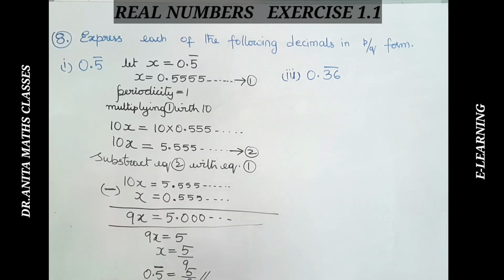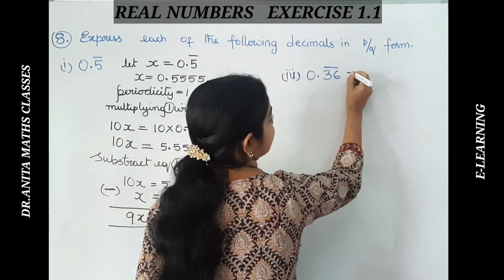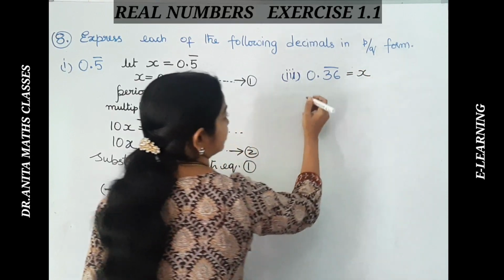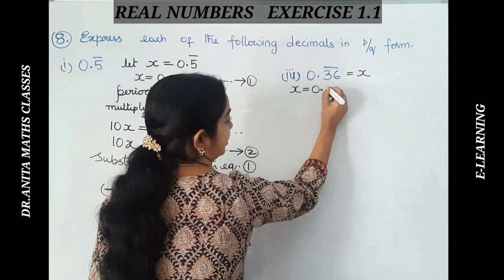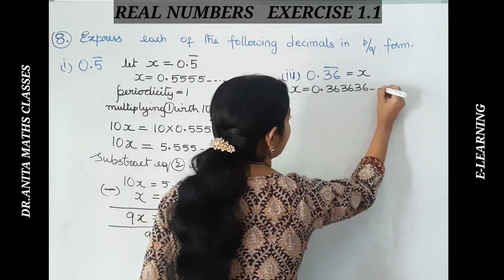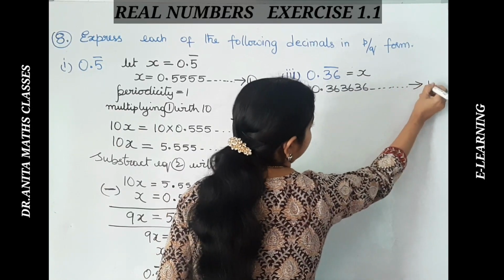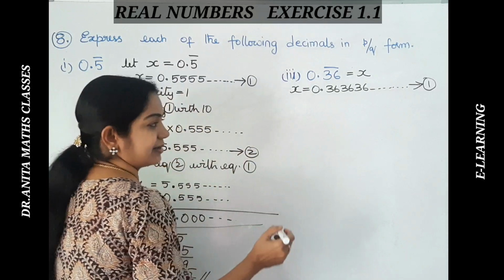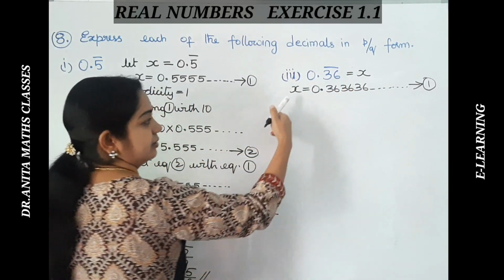Let us see the next problem. That is the third problem I have written. There are 4 problems here. Now here, let us suppose this as x. Let me write it again here: 0.363636. This part of the number is repeated. The bar is placed on 36. So x is equal to this one.